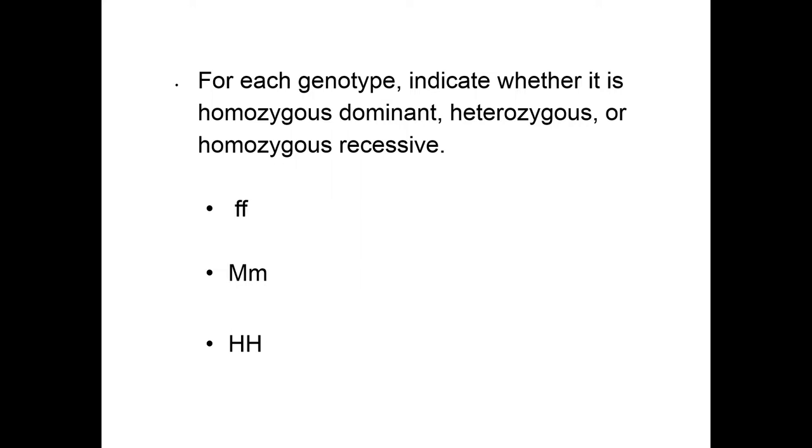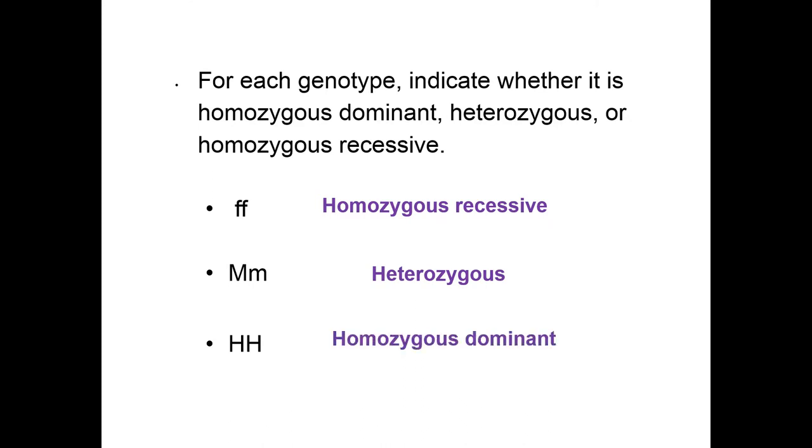So for each of these given genotypes, indicate whether it's homozygous dominant, heterozygous, or homozygous recessive. Well, this first one, you have two copies of the recessive allele, so you're homozygous recessive. A copy of both alleles, dominant and recessive, you're heterozygous. Copy of both dominant alleles, you're homozygous dominant.